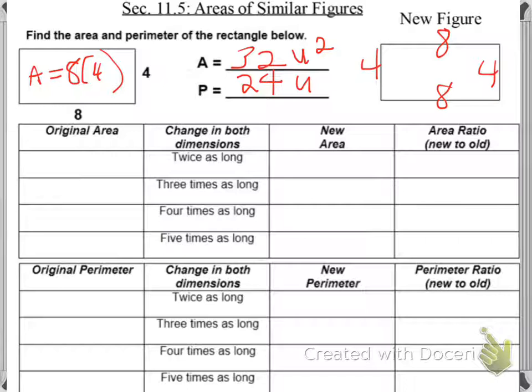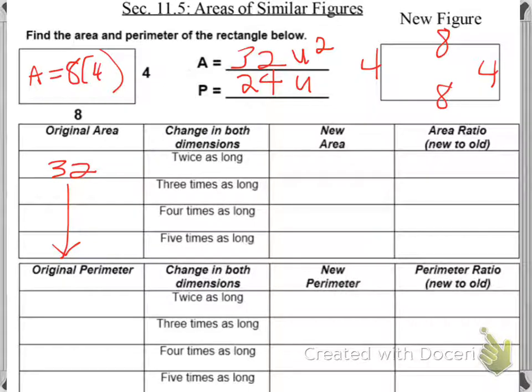Okay, and so what we're going to be talking about today is dimensional change. If, let's say, both dimensions are twice as long, or 3 times as long, 4 times as long, or 20 times as long, or whatever, how can you figure out the new ratio of the perimeter or of the area? Our original area is going to be the same all the way down, right? Okay, so our original area is 32.